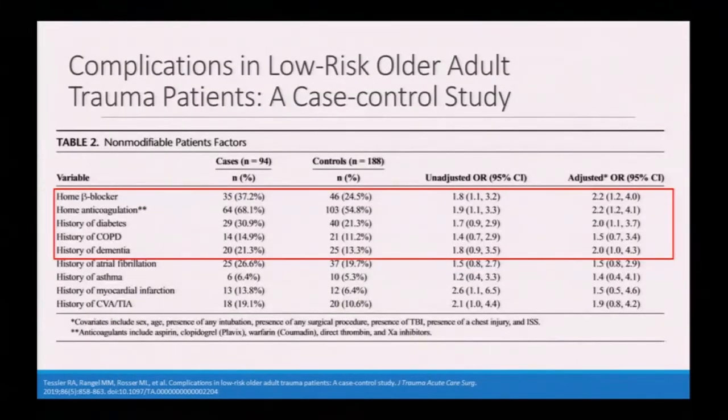And so this chart specifically looks at some of the non-modifiable patient factors that they looked at. The ones that I've boxed in were shown to increase the risk of complication. So patients who were on a home beta blocker and home anticoagulation were at a 2 times risk for developing a complication, whereas patients with diabetes or dementia or COPD were not quite at double the risk, but they still had an elevated risk for complication.